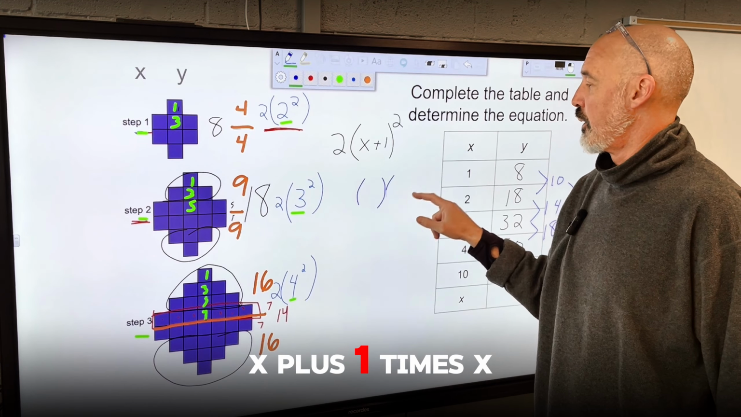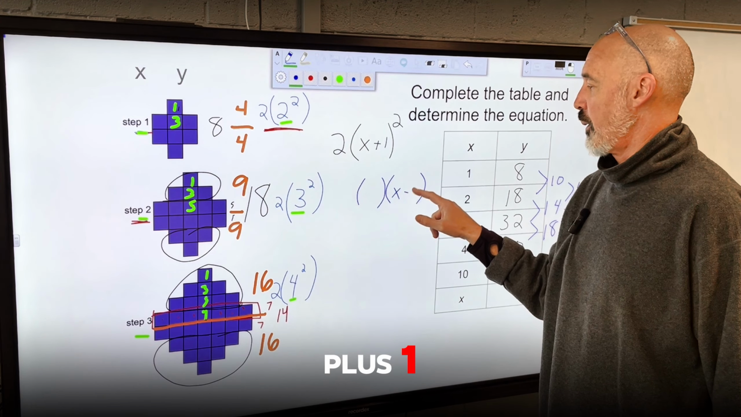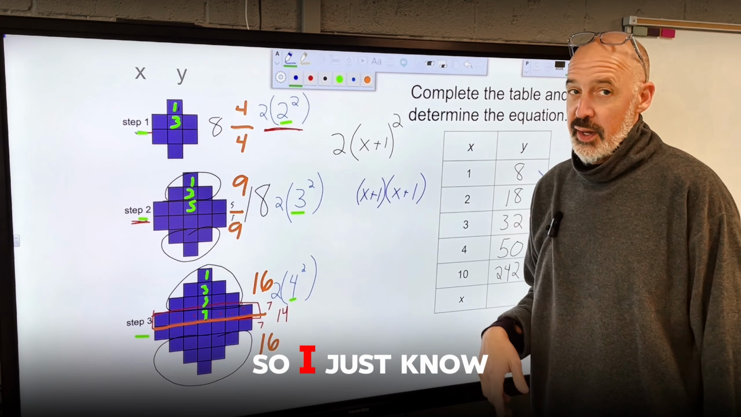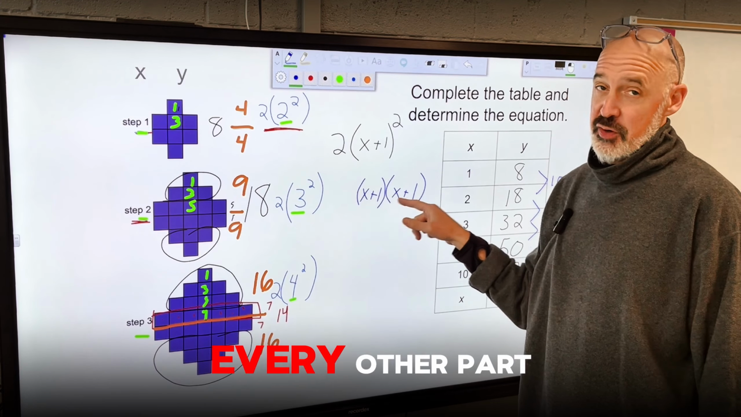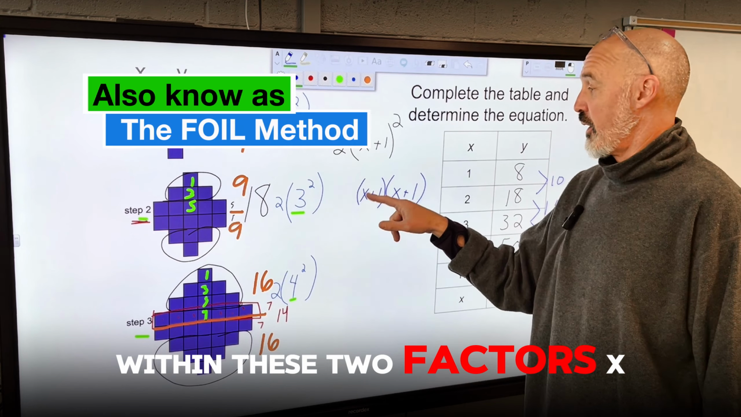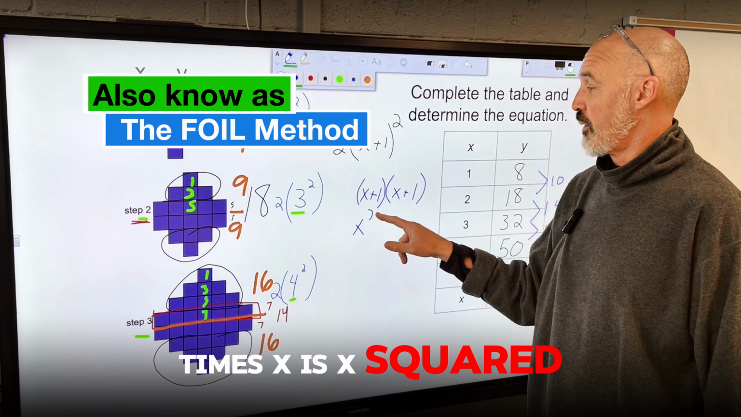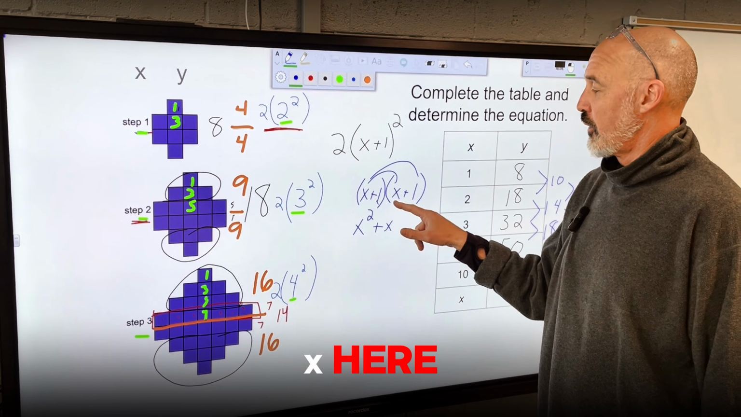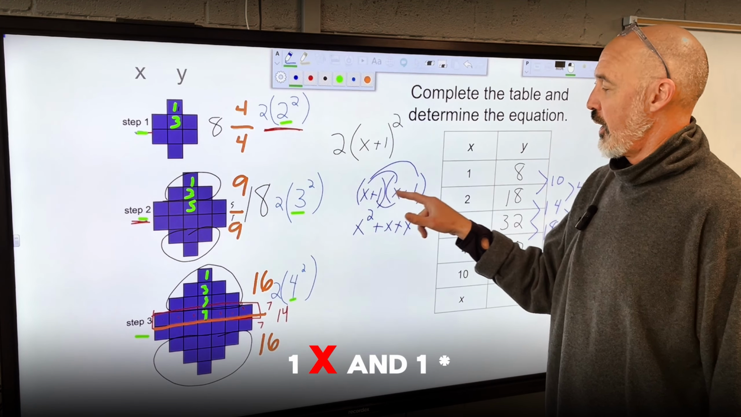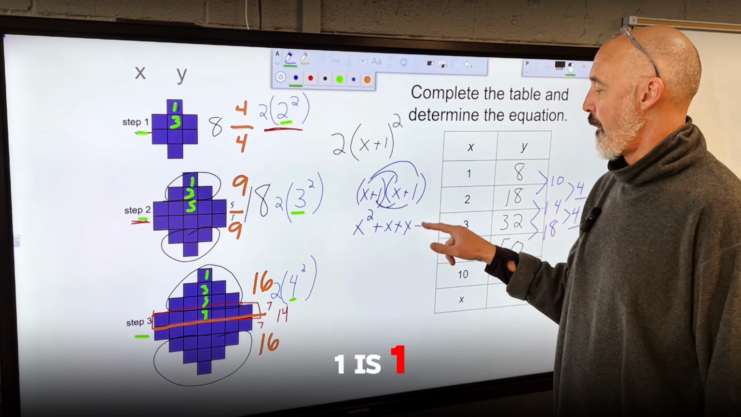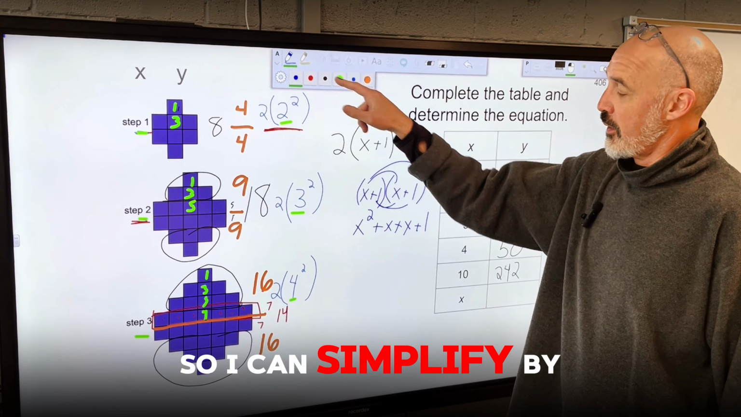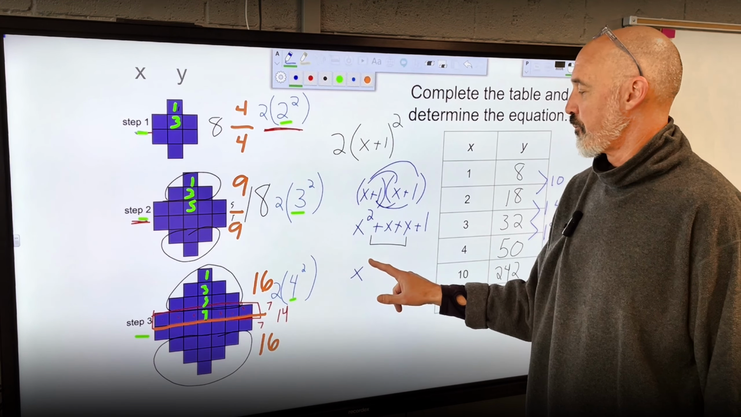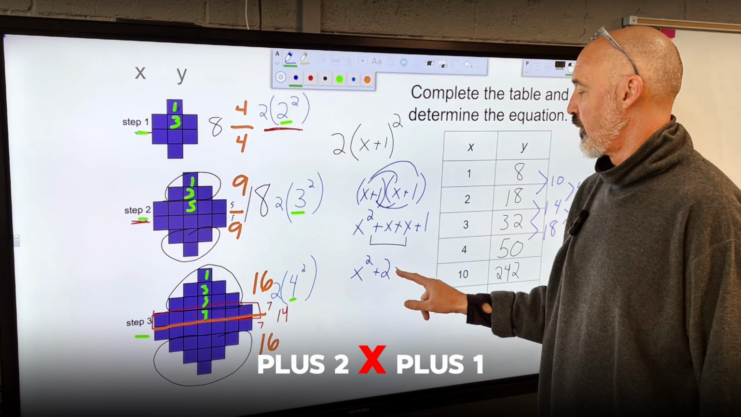X plus 1 times x plus 1. I'm going to expand (x plus 1) squared. So I just know I multiply every part by every other part within these two factors. X times x is x squared. X times 1 is 1x. Here, 1 times x is still 1x, and 1 times 1 is 1. So I can simplify by combining these two x's, and I get x squared plus 2x plus 1.